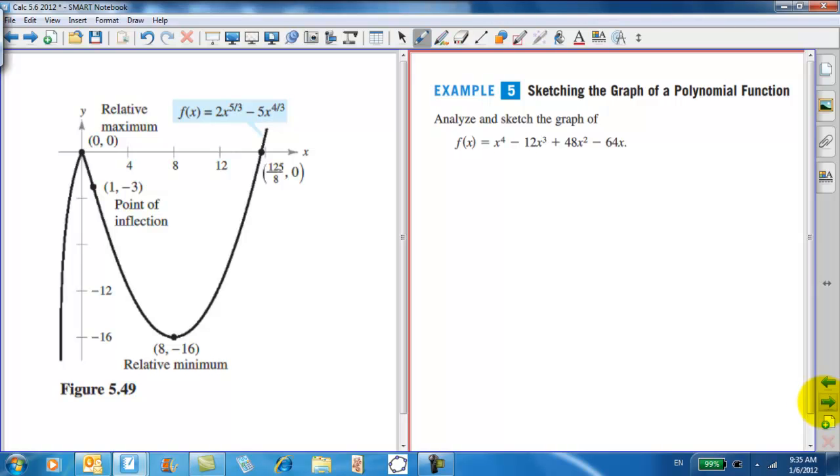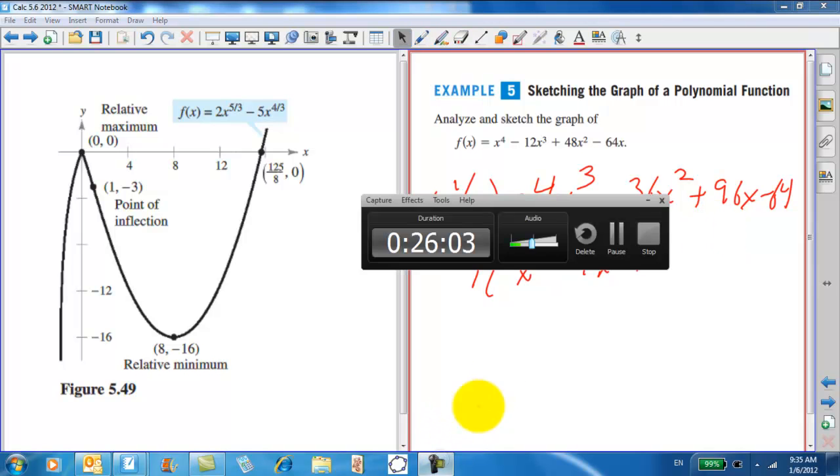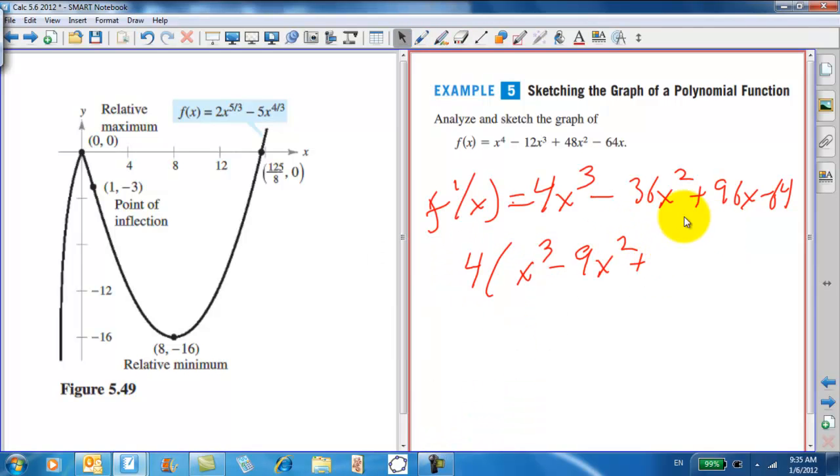Now, polynomial functions. These work out a lot cleaner and they're a lot easier to do the derivatives and so forth, because you can just take f prime of x equals 4x cubed minus 36x squared plus 96x minus 64. Looks like 4 goes into everything there. So we can factor out a 4 times x cubed minus 9x squared plus 24x minus 16.